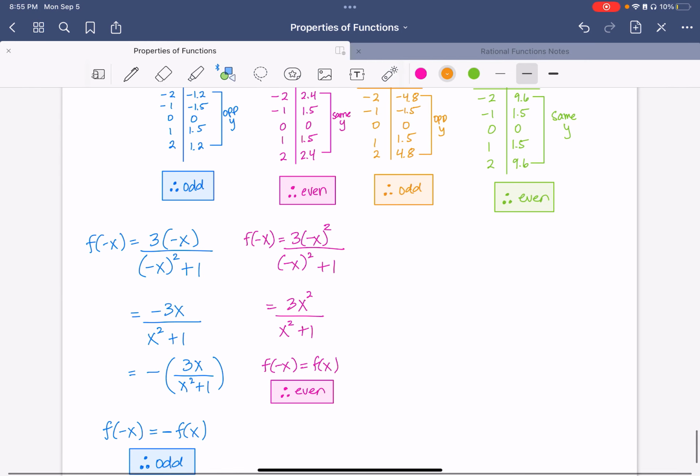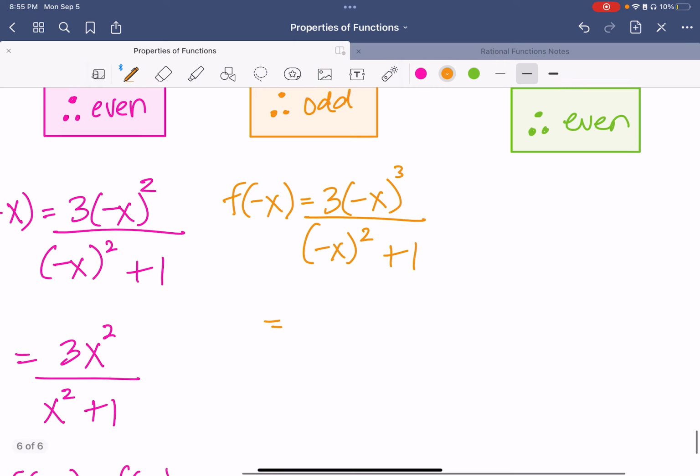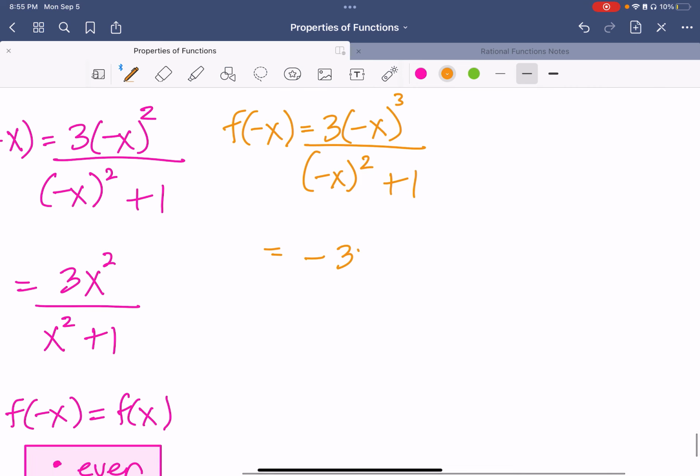Okay, let's try an odd one. So f of negative x. When there's an x, replace it with a negative x and close it in parentheses. Okay, so what is negative x cubed? Remember, if your power is an odd number, the value will stay negative. So that'll be negative x cubed times positive 3, which is negative 3x cubed. If your power is even, like the denominator, which is squared, it'll be positive.